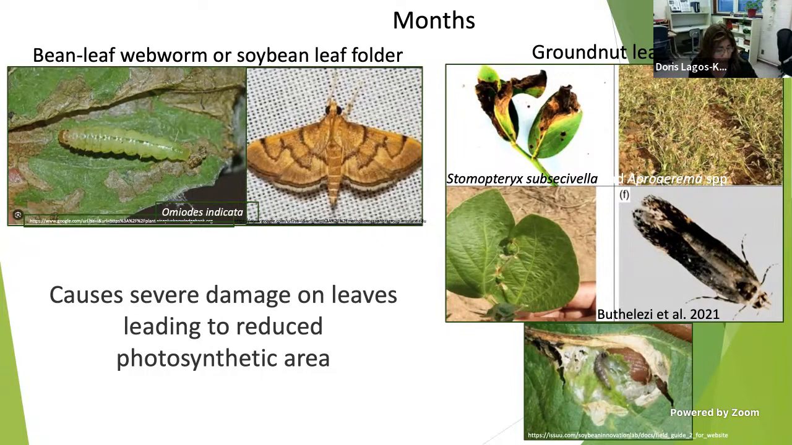I think this groundnut leaf miner causes about 40 to 60% of damage in fields when they are present. But their main problem is because they reduce the photosynthetic area of the plants, which are the leaves, because they roll them, they stick them together, they feed on them. So when you're in the field, they are very easy to identify, you see these leaves stuck to each other. And they are usually present throughout the phenology of soybean.